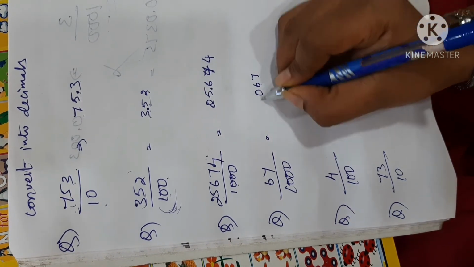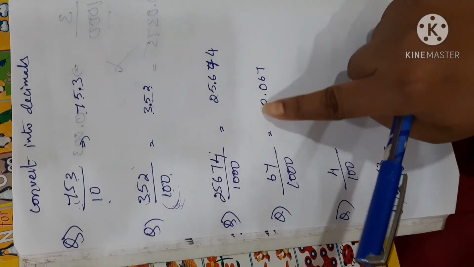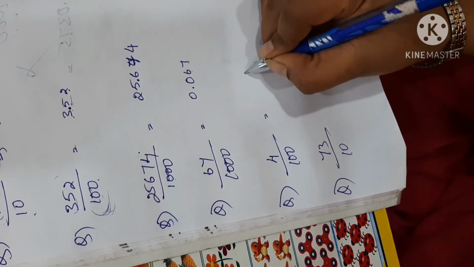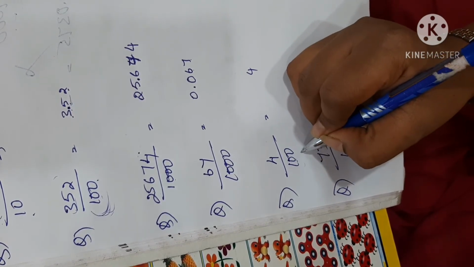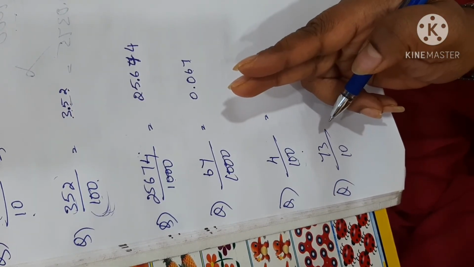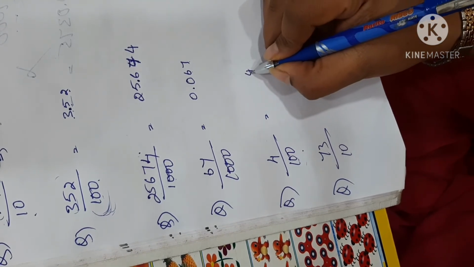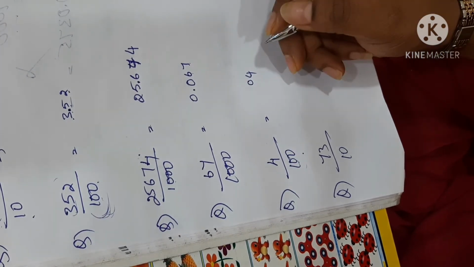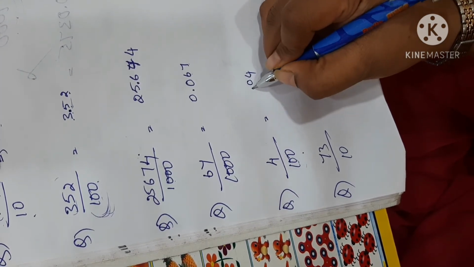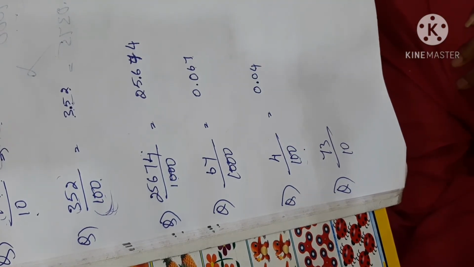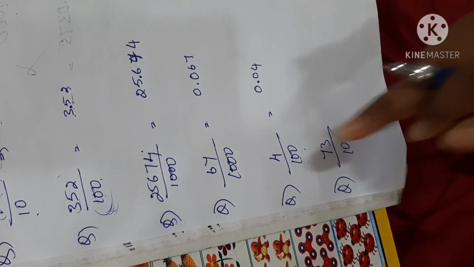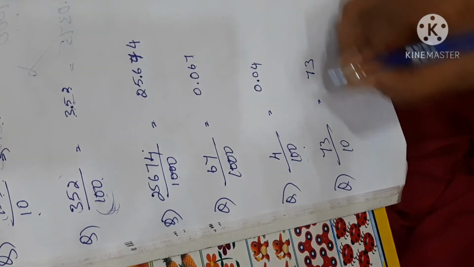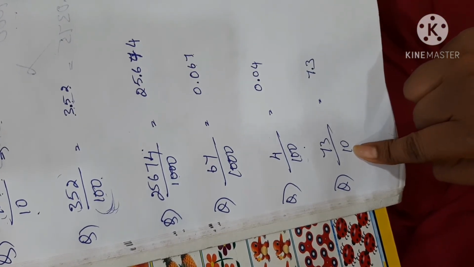Okay, so 0.067. Clear? Now here only 4 is there, denominator is 100. So before 2 digits, we need to put the point. Because we have nothing here, I am writing 0. 04 is nothing but 4 only, right? 1, 2, 2 places, point. Nothing is there, so 0. 0.04 is nothing but 4 by 100. 73 by 10. So 73 write down. Before 1 place, you need to put the point because it is divided by 10. Clear?